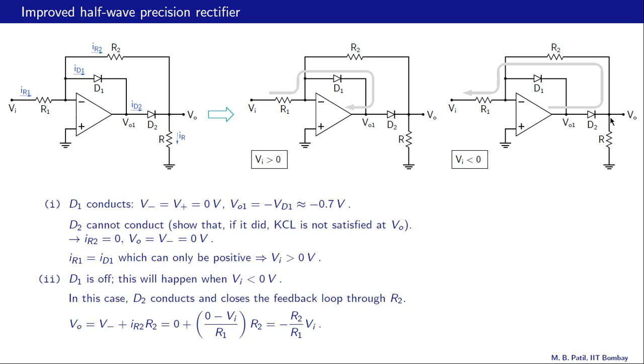That's easy to do. What is VO? It is equal to V minus plus this voltage drop. V minus is 0, and for this voltage drop we need that current. That current is the same as this current, and this current is 0 minus VI divided by R1, like that. And after putting it all together, we get VO equal to minus R2 by R1 times VI. So we have two situations: D1 conducting, VO equal to 0, and in that situation D2 does not conduct. D2 conducting, VO equal to minus R2 by R1 times VI, and in that situation D1 does not conduct.